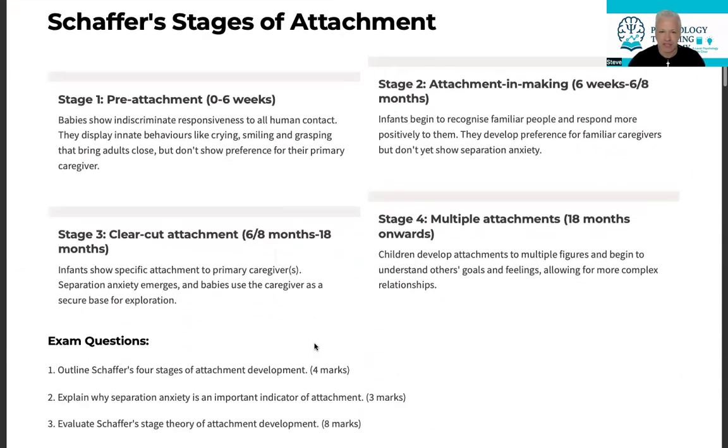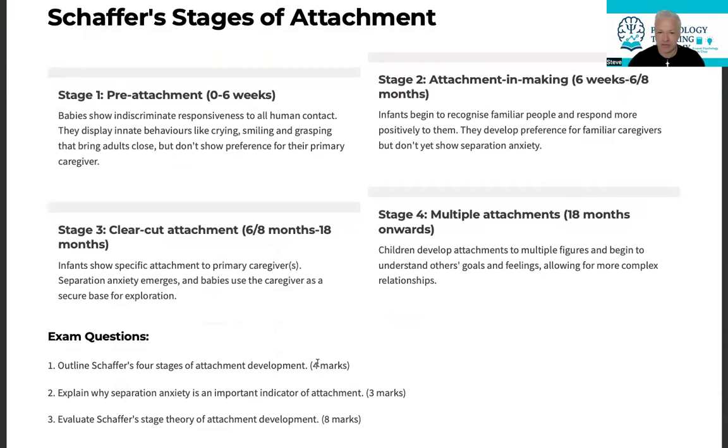So, Schaffer's stages of attachment. Schaffer identified different stages. You've got stage 1, up to 6 weeks, the pre-attachment stage. This is where babies show indiscriminate responsiveness to all human contact. They display behaviors like crying, smiling, grasping. These are ways to keep the adult close. Obviously, they can't look after themselves.